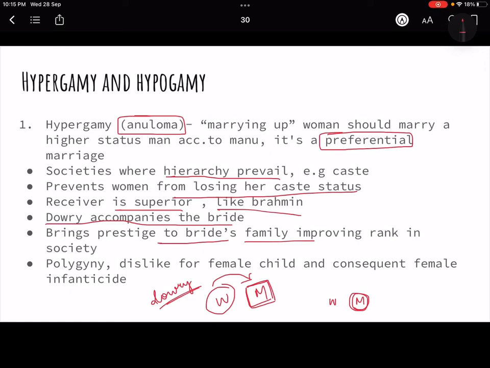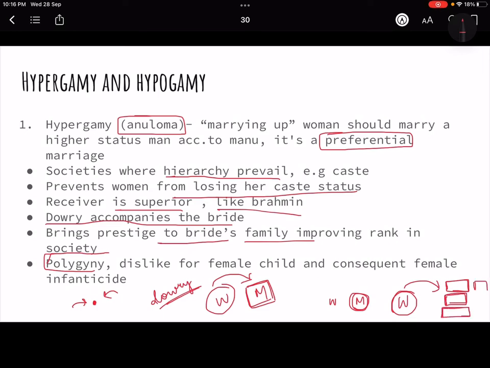And the reason for which hypergamy takes place is, first, polygyny. Polygyny means there's one man and many women are married to this man, because in the race of marrying a man who's upper caste, all the women are tied to the men at the top. For example, there are women in the top group, women in the middle group, and women in the lower group.